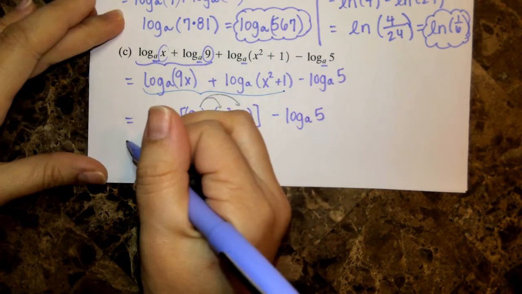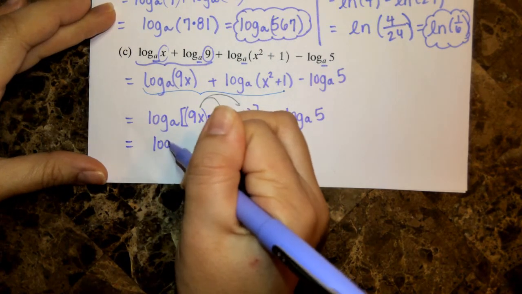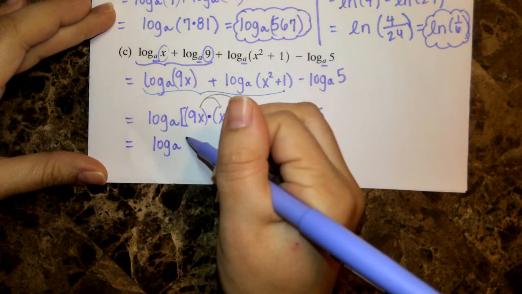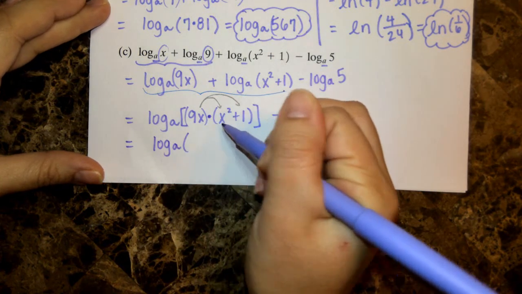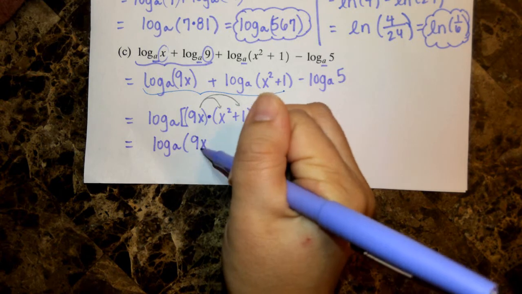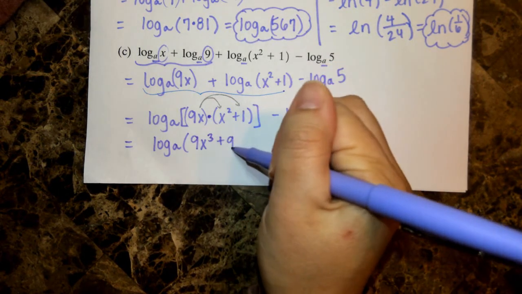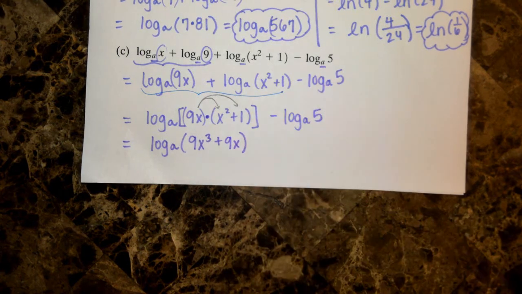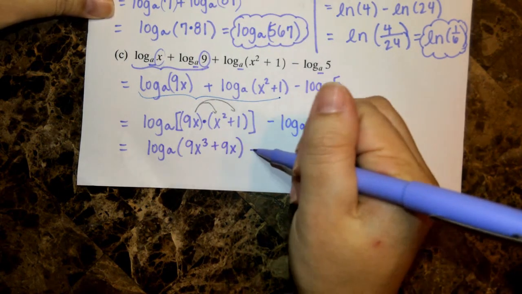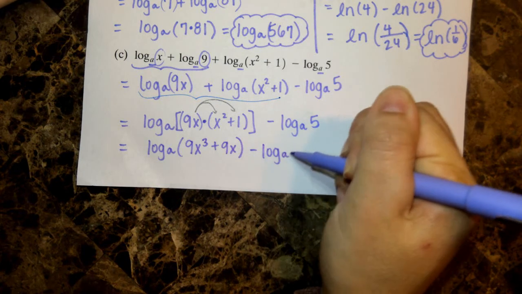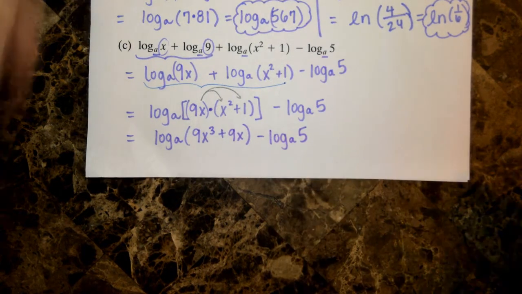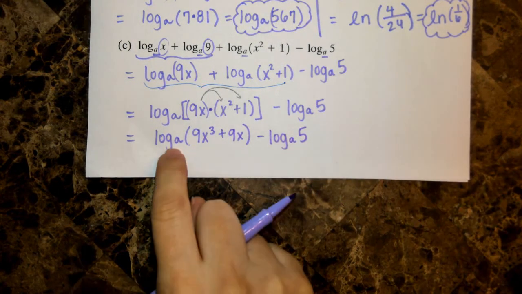And once we do that, we should end up with log base a of 9x times x squared is 9x cubed. 9x times 1 is positive 9x. And I'm going to just bring down this minus log base a of 5. Okay. All right, I've gotten it down to just 2 logarithms.